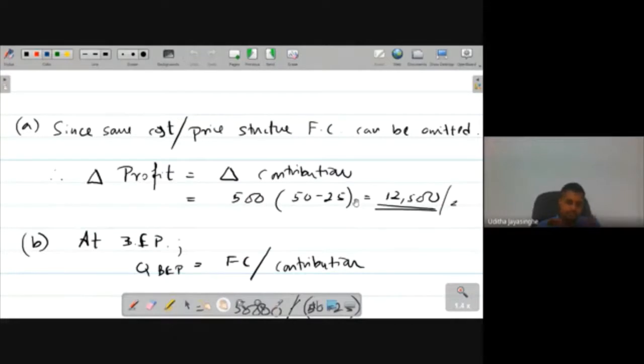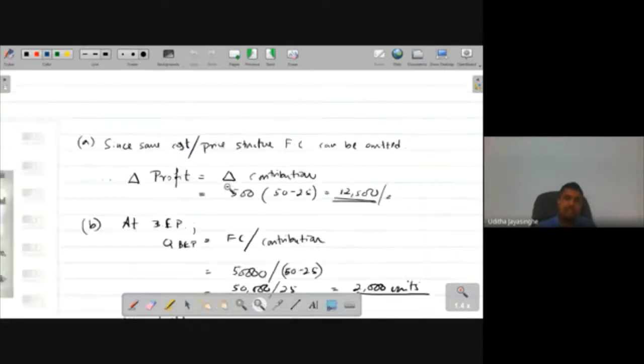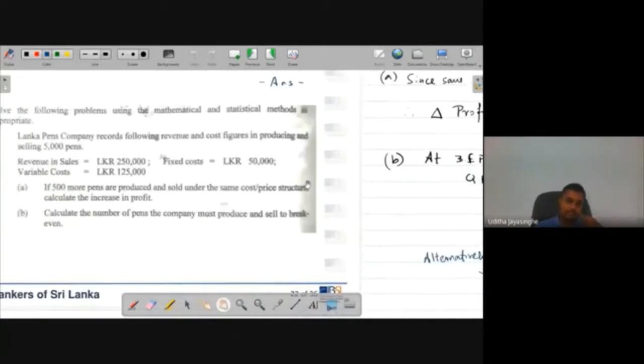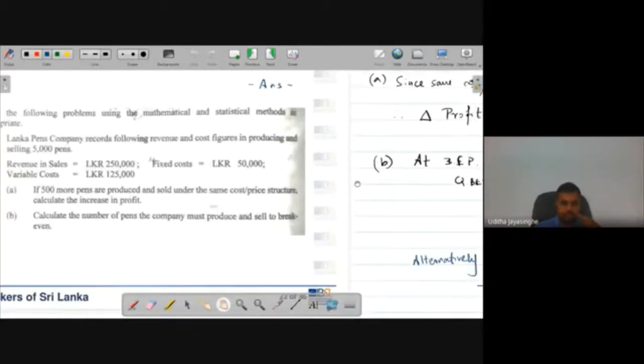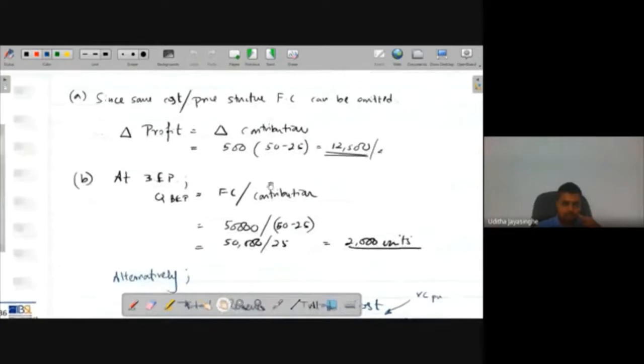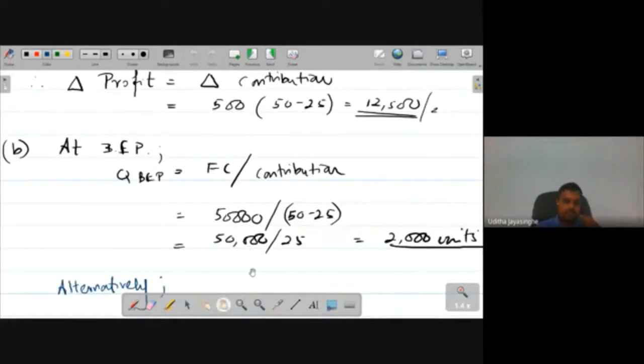So be creative. Since you are tackling for marks and struggling with time, whenever you can save a little time, you can put up an assumption and focus on the big picture. The second part: calculate the number of pens the company must produce and sell to break even. Here I just want to show you the two angles of using directly the equation of fixed cost over the contribution, or if you forget that, how to argue the same.